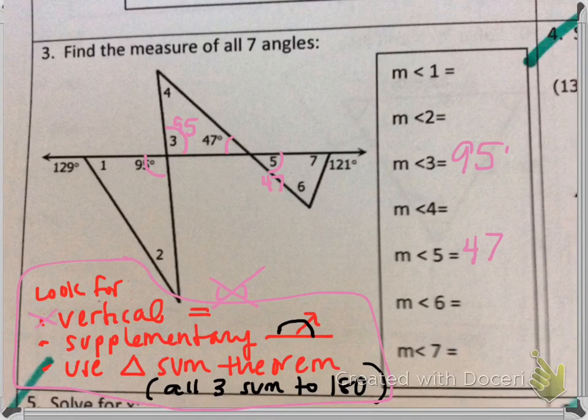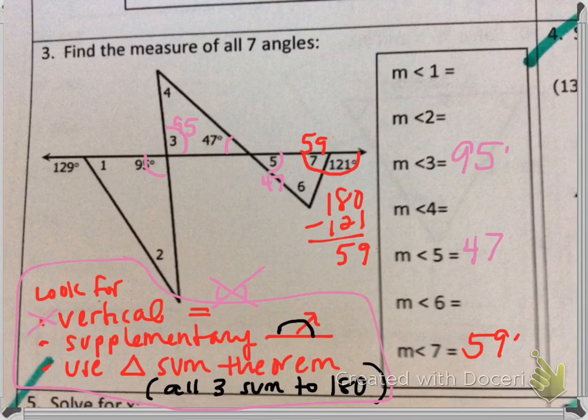So check mark that. Next, supplementary angles that form a line. So for instance, angle 7 and the 121 degrees make 180 degrees. It forms a line. So we need to do 180 minus 121 to find angle 7, and that would be 59 degrees. So angle 7 is 59.